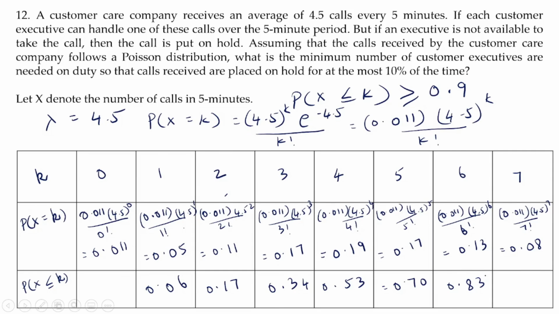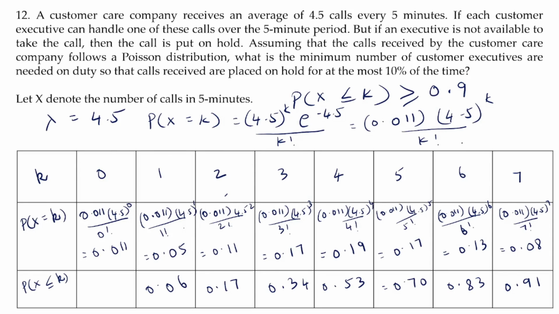So the probability of x less than or equal to 7 will be the sum of all these probabilities, or it is 0.83 plus 0.08. This is 0.91. So we got 0.91. So the probability of x less than or equal to 7 is greater than or equal to 0.9.